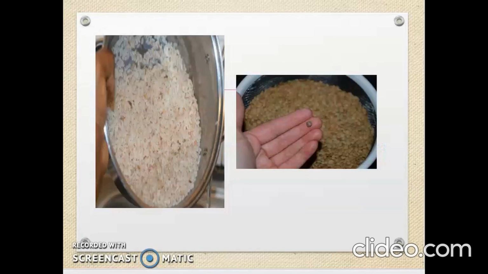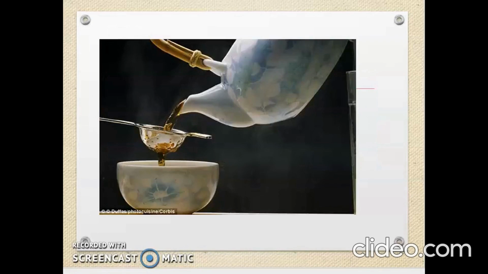Second, to remove harmful components or the impurities of a mixture. For example, small pieces of stones and husk are to be separated from rice or dal before cooking. Third, to remove useless components of the mixture. For example, tea leaves have to be separated from the tea before serving.